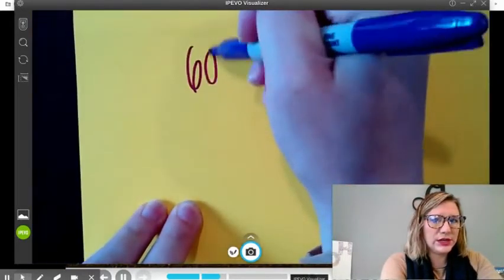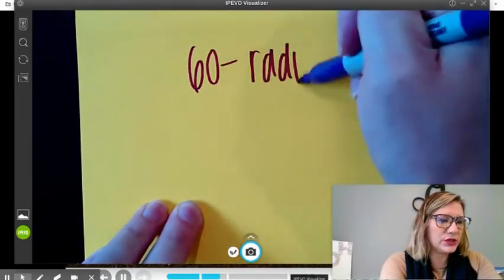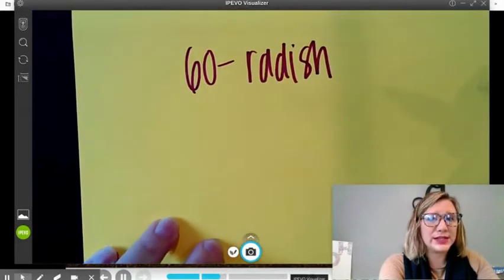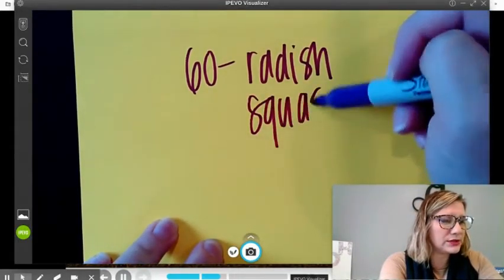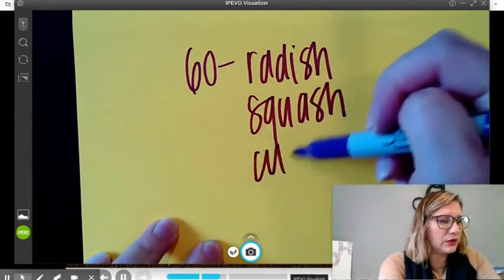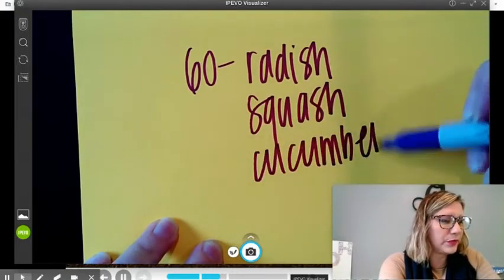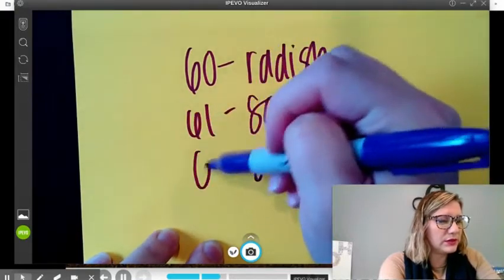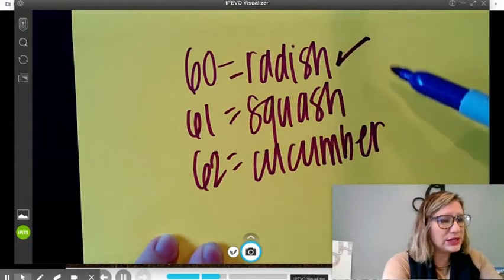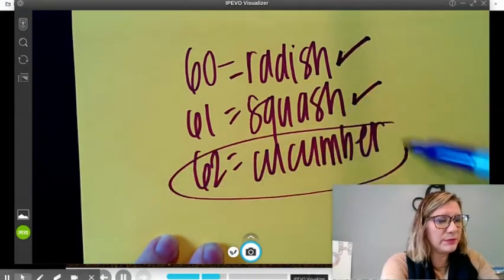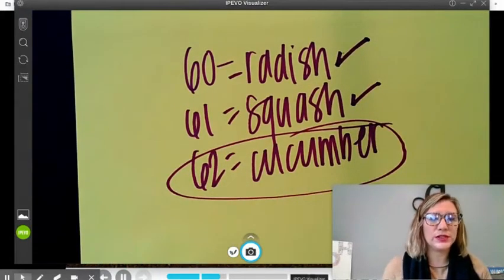So 60, we just said is a radish, and that's the last thing in the pattern. Well, we know the squash comes next, and then the cucumber. So then if I fill this in, oops. So radish is 60, squash is 61, so it must be that cucumber for the 62nd row.